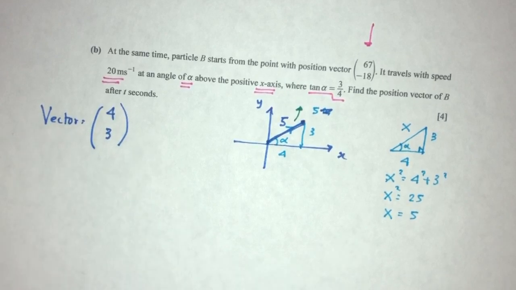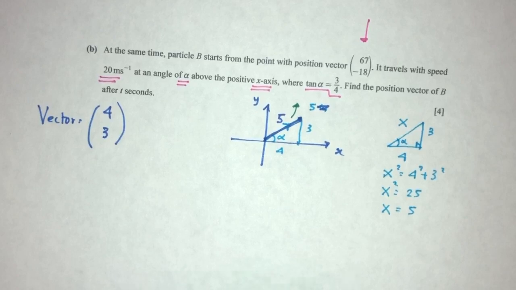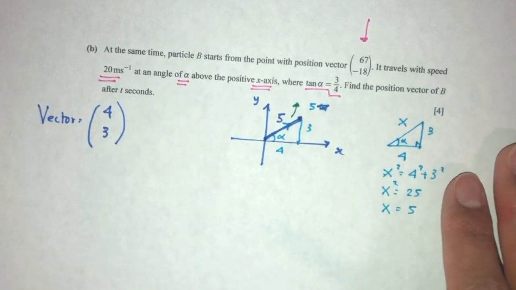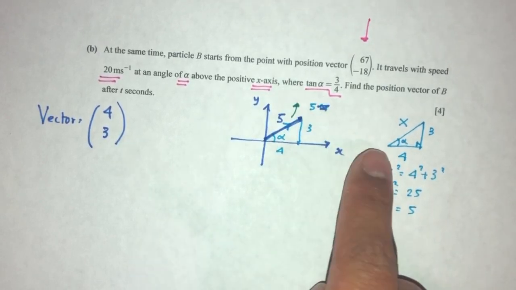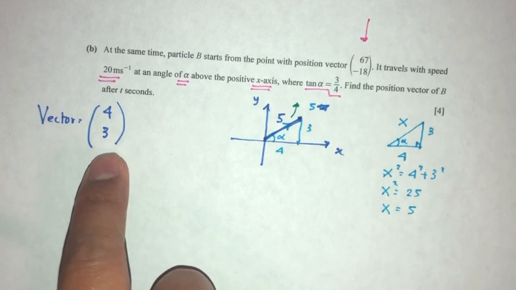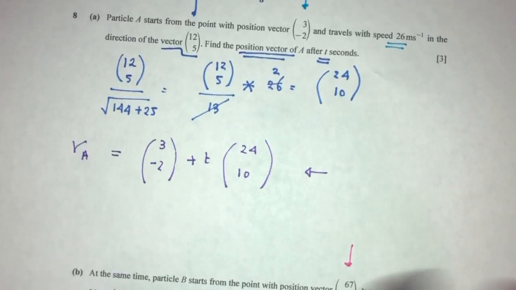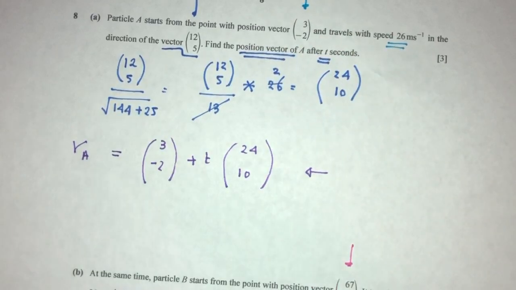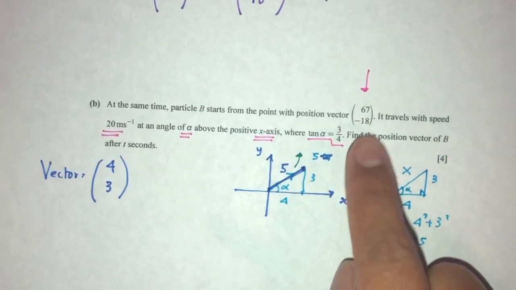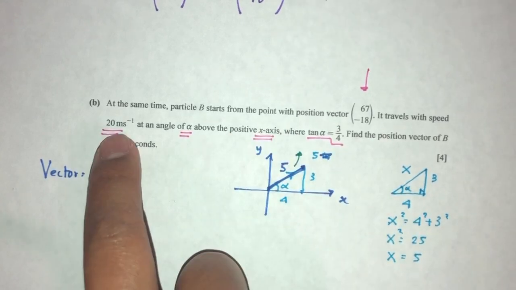So let me rewrite the question. The main point is this one gave us this value. You can forget about this for now. The idea is when you have this, we can derive this triangle to know that this is the direction in which we are moving, 4 and 3. Now you can see here, this is the position, this is the speed, and this is the direction. Similarly, this is the initial position, this is the speed, and this is the direction.